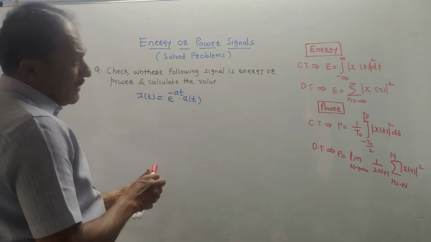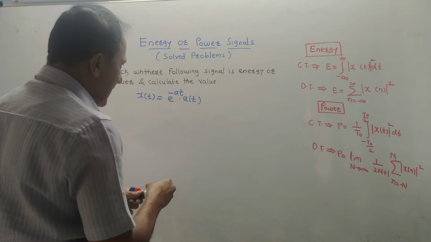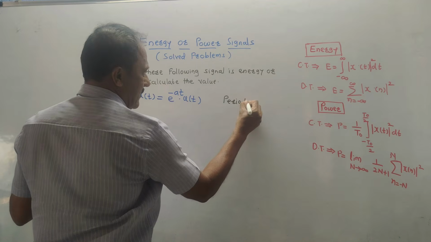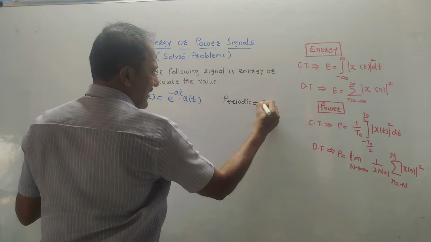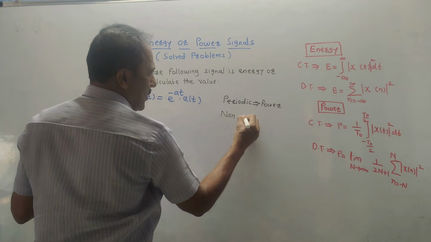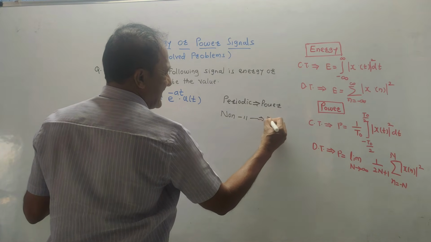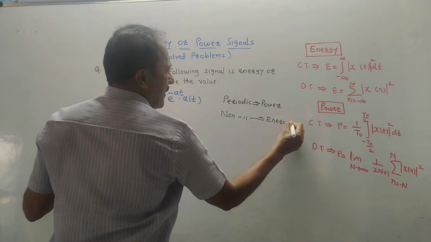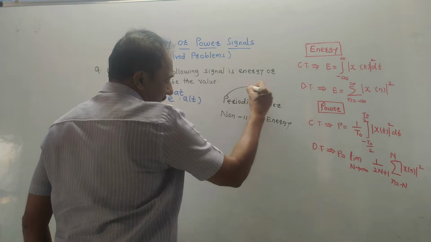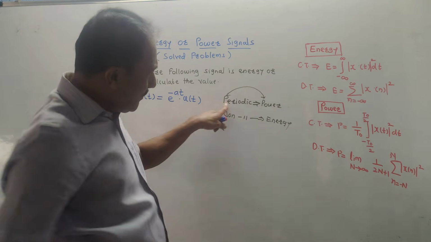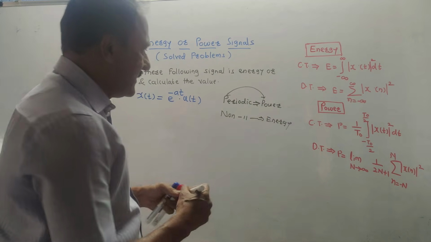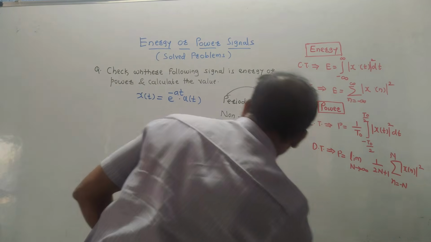Now do remember one basic clue. If a signal is periodic, then it is a power signal. So a periodic signal is a power signal. On the contrary, if the signal is non-periodic, it is an energy signal. Very simple thing: if you come to know that the signal is periodic, it is a power signal. Remember it like this: P stands for periodic, so it is power signal. Again P is there, P stands for power signal. If it is non-periodic, it is an energy signal.